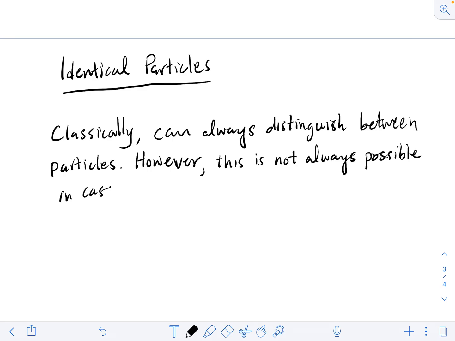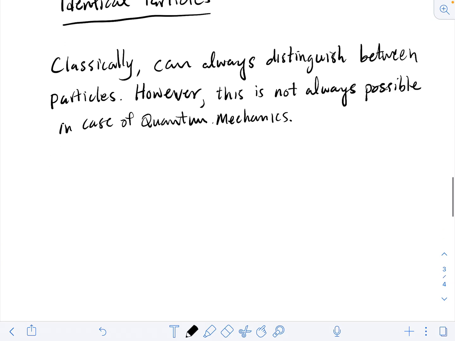In the case of quantum mechanics, let's consider a simple example. We'll have two particles. Over here we start with particle 1, and over here we have particle 2. Initially, these particles are approaching one another. There's going to be some kind of interaction. They're going to scatter off one another.